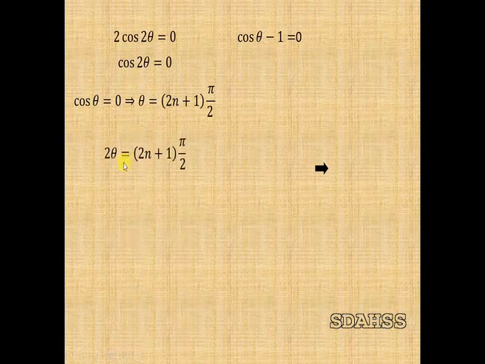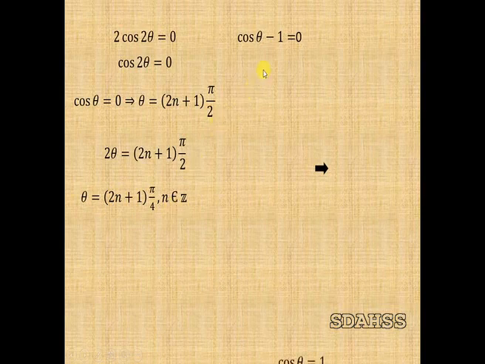So this can be written as 2 theta is equal to (2n plus 1) pi by 2. Divide the whole equation by 2. So you have theta is equal to (2n plus 1) pi by 4 where n belongs to Z. Here cos theta is equal to 1. We know that cos 0 is 1. So in the place of 1 you have to write cos 0.